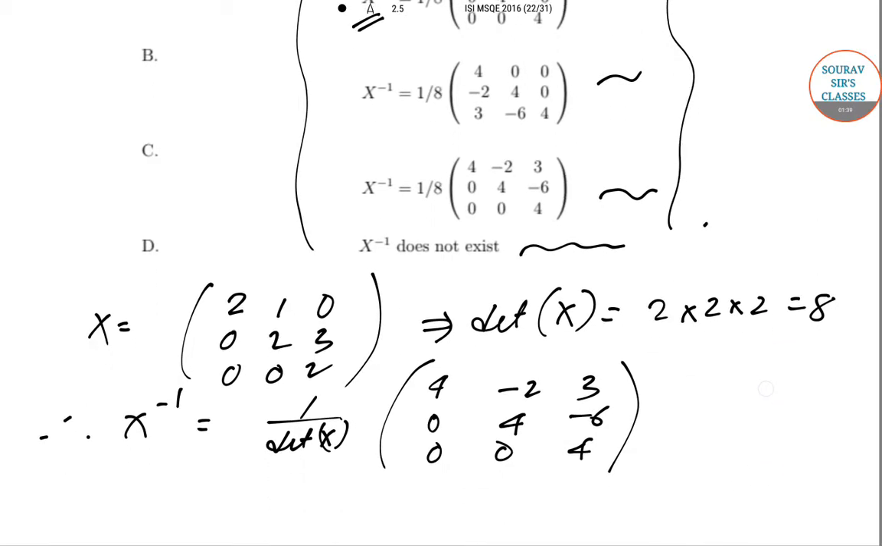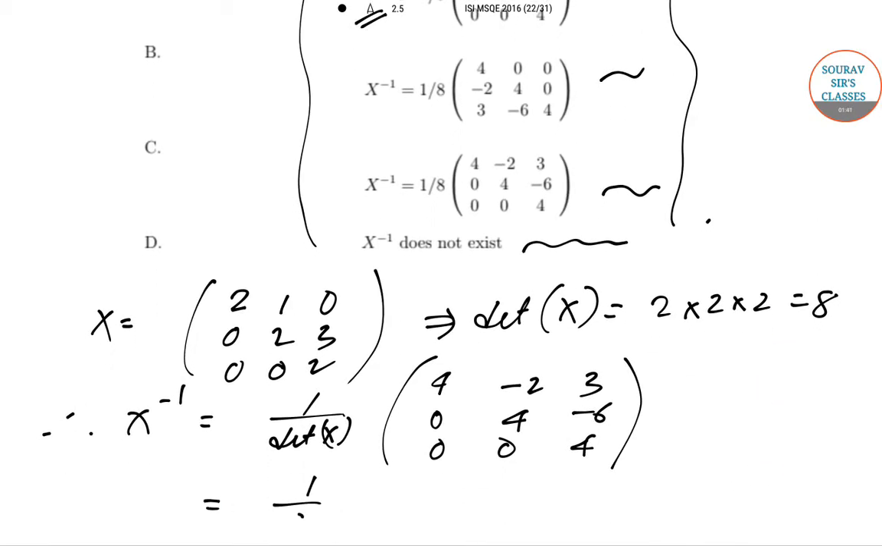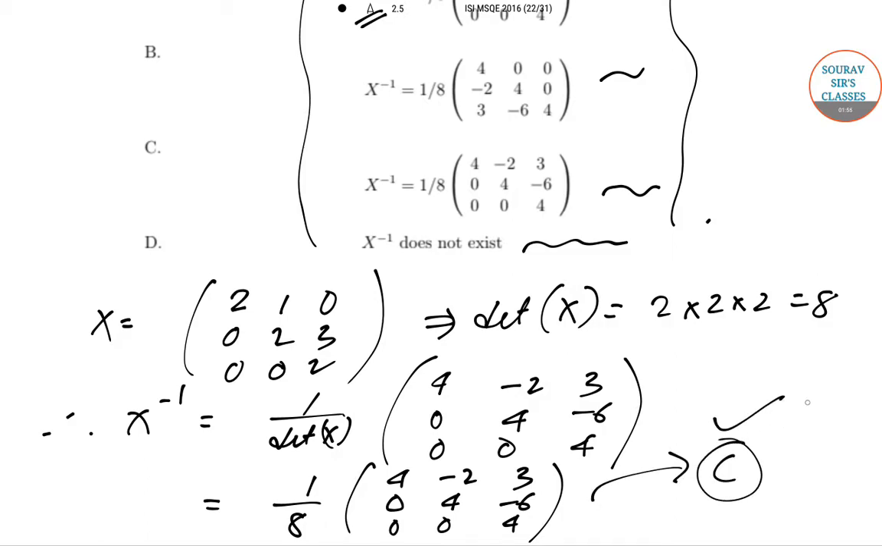We know that the value of determinant of X is 8, so the factor is 1 by 8 and the matrix will be 4 minus 2 3 0 4 minus 6 and 0 0 4, and this is the option C. So option C is the correct option. This is the option C. Now let's move on to the next question.